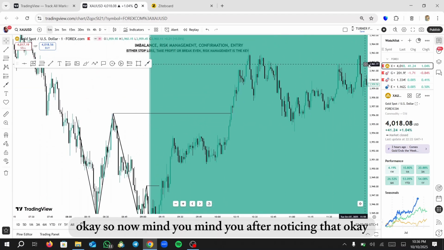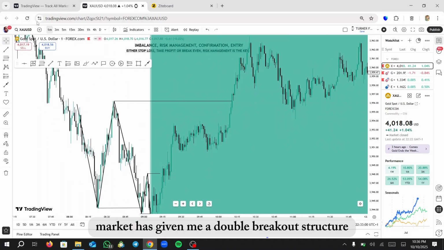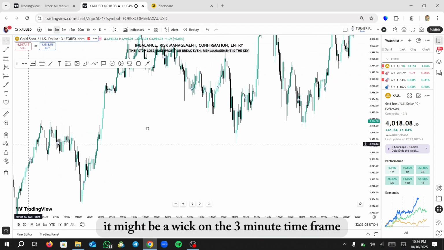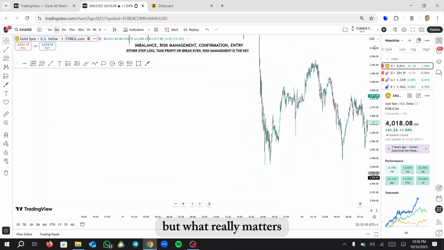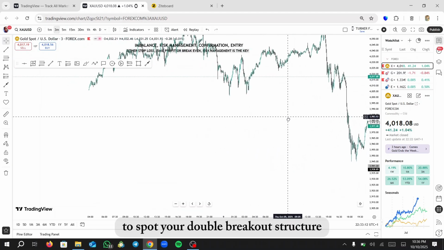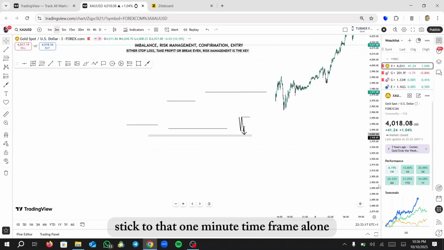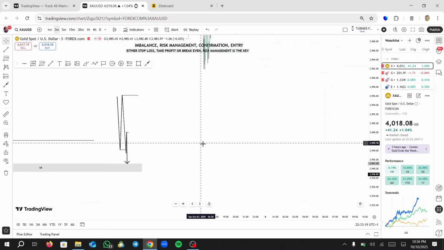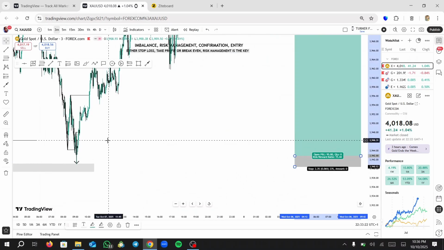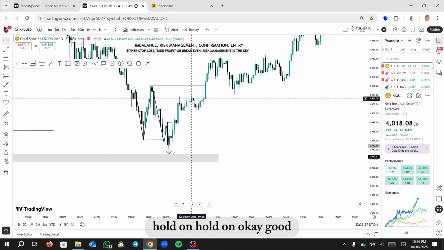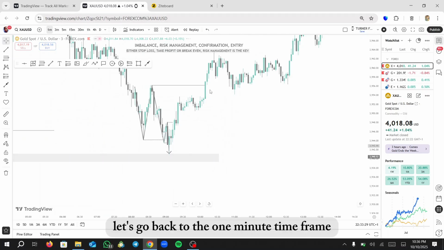Okay, so now mind you, after noting that the market has given me a double break of structure, let's go to the 3 minute time frame to confirm if it is correct. So basically it might be weak on the 3 minute time frame, but what really matters is that if you use the 1 minute time frame to spot your double break of structure, you should stick to that 1 minute time frame alone. Okay, let's go back to the 1 minute time frame.